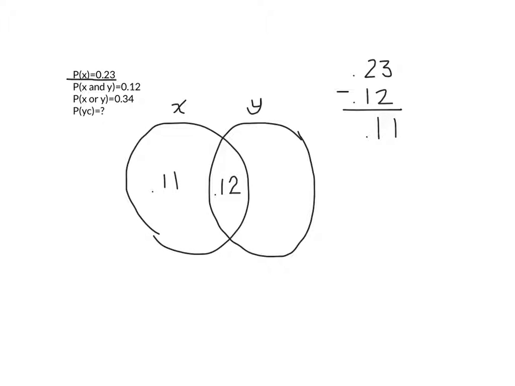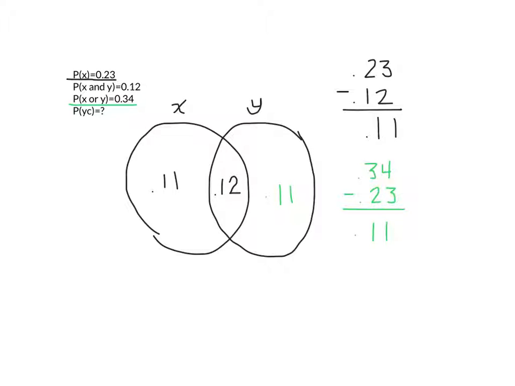Then another fact that I'm given is that the probability of X or Y is 0.34. That means all of the numbers within the circles X and Y must add up to 0.34. Well, the numbers I already have add up to 0.23, so that means the probability that it's just in Y would be equal to whatever I have when I take 0.34 minus 0.23. So just in Y is also, in this case, going to be 0.11.